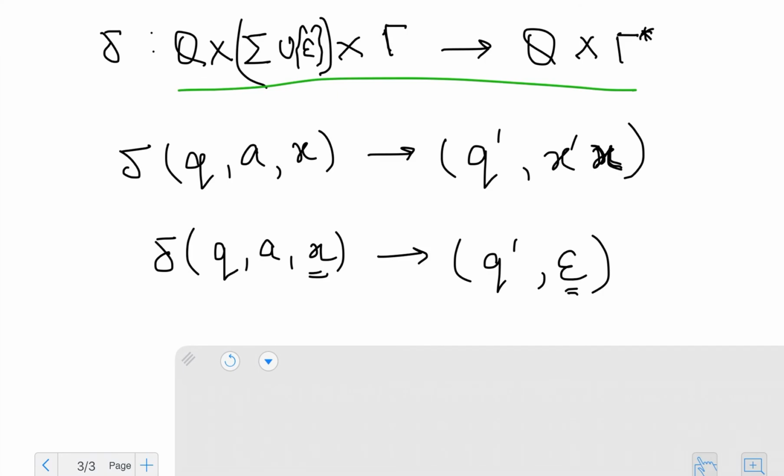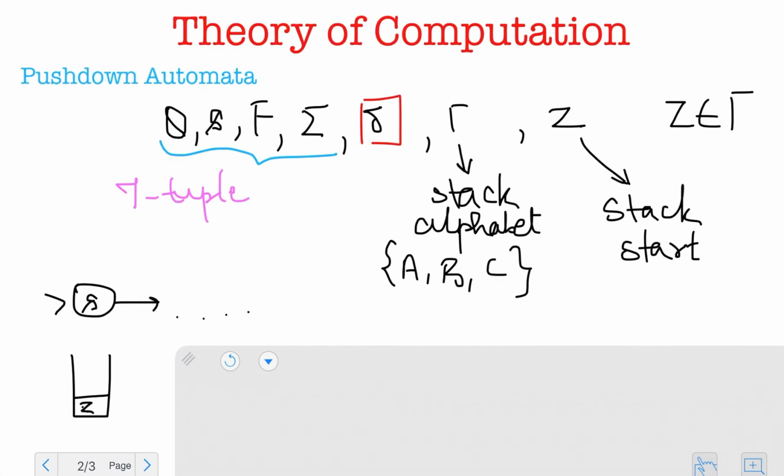In the next video, we'll take our popular example a to the power n, b to the power n, and we'll see how this definition applies there, how we can completely define a pushdown automaton that takes that language. So we'll do that in the next video.